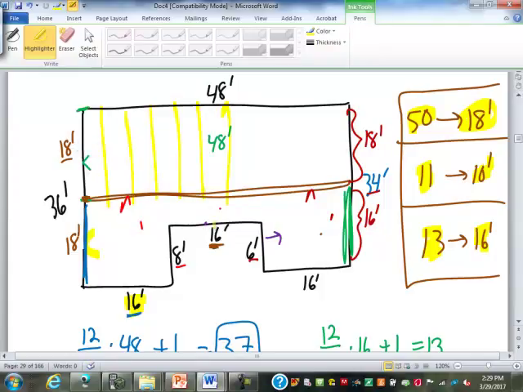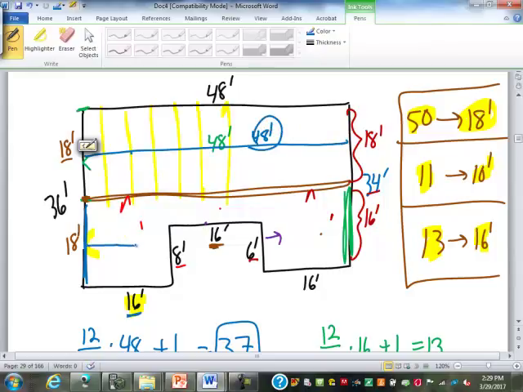Now the next thing I want to talk about is bridging. We need bridging anywhere that the joist spans more than 10 feet. So obviously the span here is 18 feet, so we need a row of bridging across here. That's 48 feet worth of bridging. This span is 18 feet, so we need a row of bridging across here. That's 16 feet worth of bridging. This span's only 10 feet. We do not need bridging there. This span is 16 feet, so we need a row of bridging across here. That's another 16 feet worth of bridging.